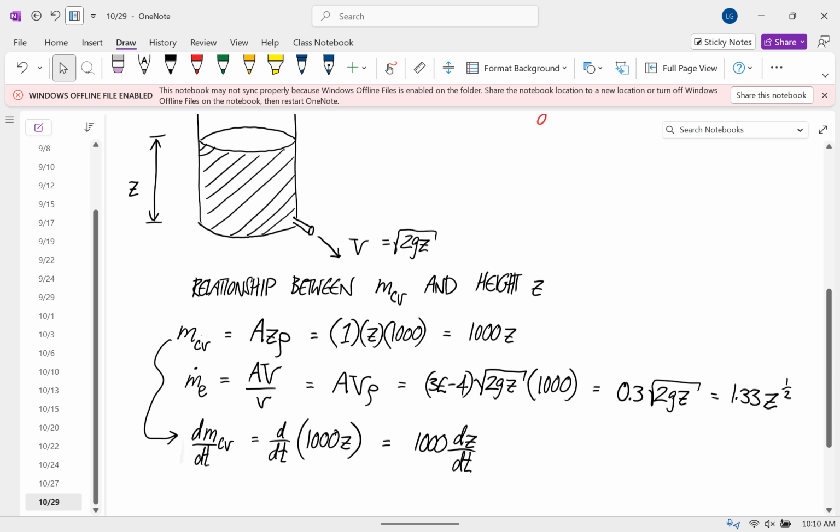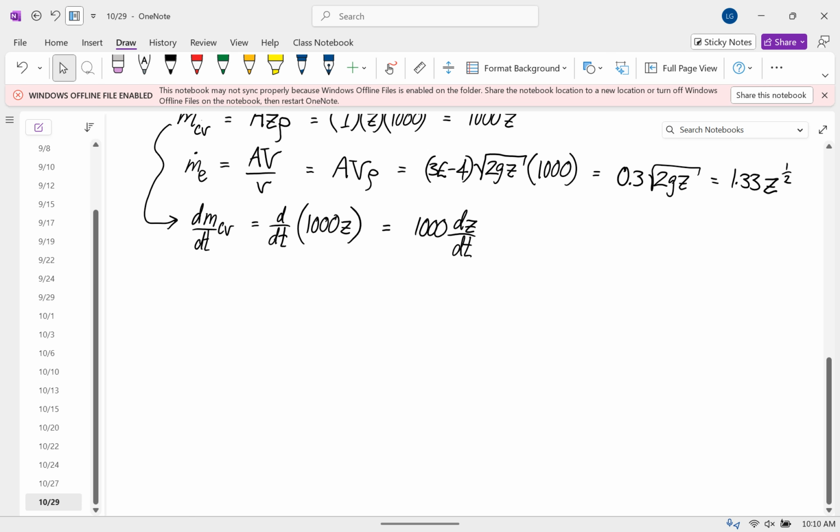So now I'm going to plug this into my big equation. So 1000 dz/dt is equal to 1.33 z to the 1/2. And now this is a matter of separation of variables.